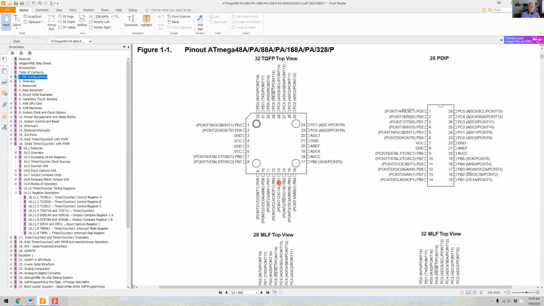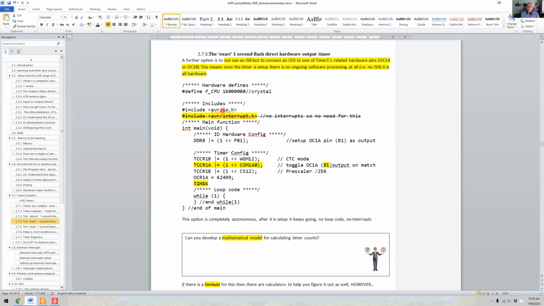So it must be this pin. We don't have a choice of any pin we want. With this microcontroller, this is what we have to use. Of course, we're not going to use the interrupts. I know this isn't in your notes, but I've put this in there just to remind us that we don't need any interrupts. We don't need our timer interrupt mask register, and we don't need our interrupt header file. We're just going to configure the hardware pin to toggle on its own.